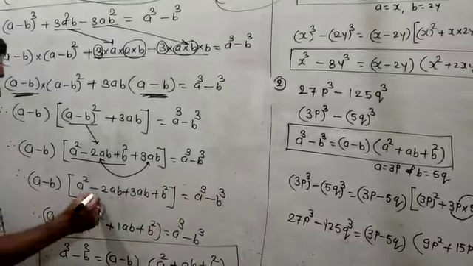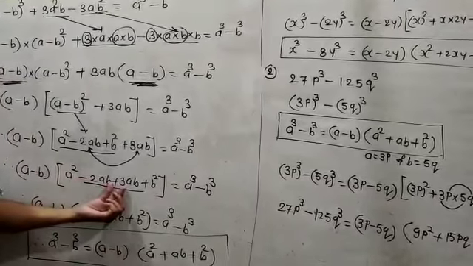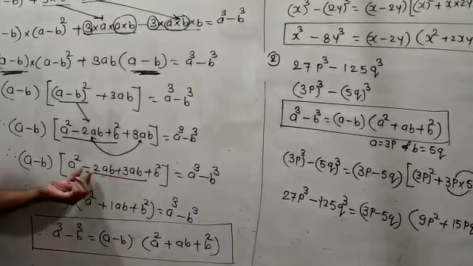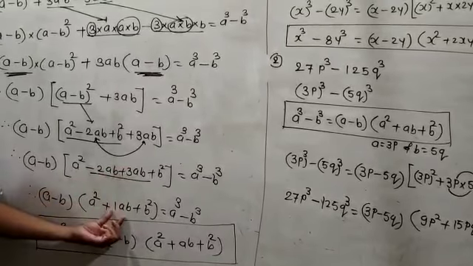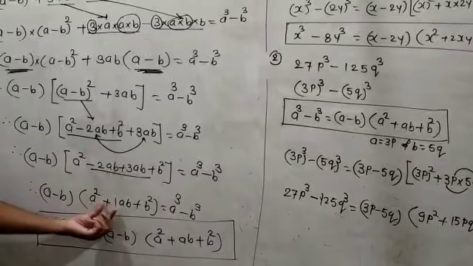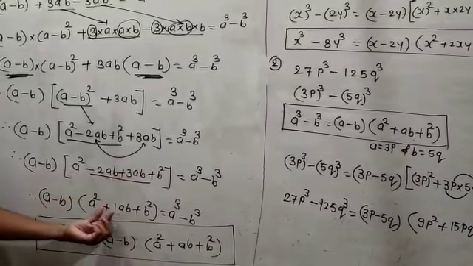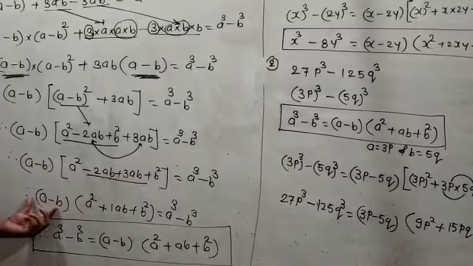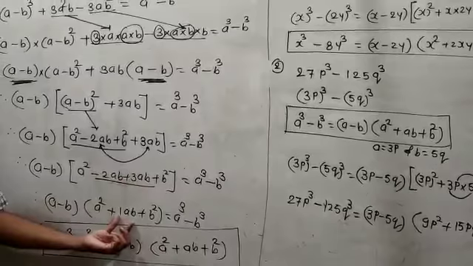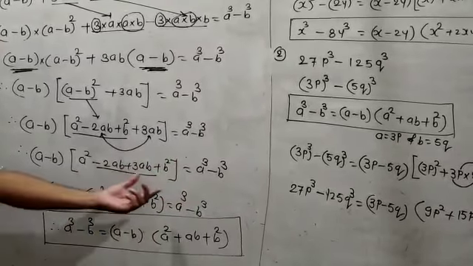Here these are the like terms. So you have to use the rules of addition. If one number is negative and another one is positive, find the difference between their magnitudes and give the sign of the greater magnitude. So minus 2ab plus 3ab is equal to plus 1ab. From the 3ab you have to subtract 2ab and you have to give the sign of bigger magnitude, means 3ab. 3ab has the plus sign. A minus b as it is you have to write. This becomes a square, minus 2ab plus 3ab is equal to plus 1ab, and b square as it is, equal to a cube minus b cube. And from that we will get the new identity.